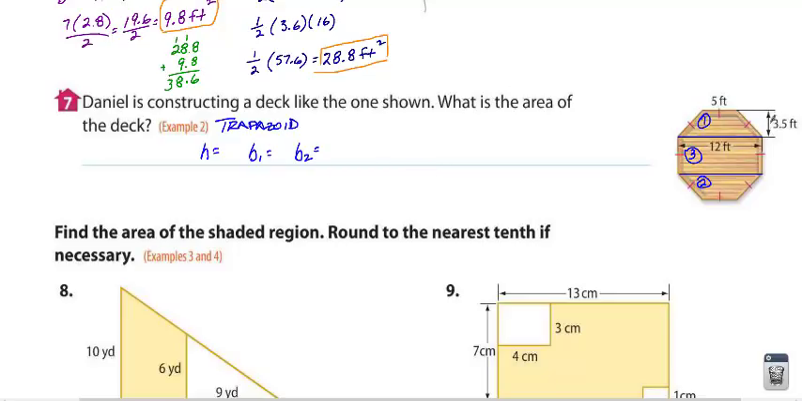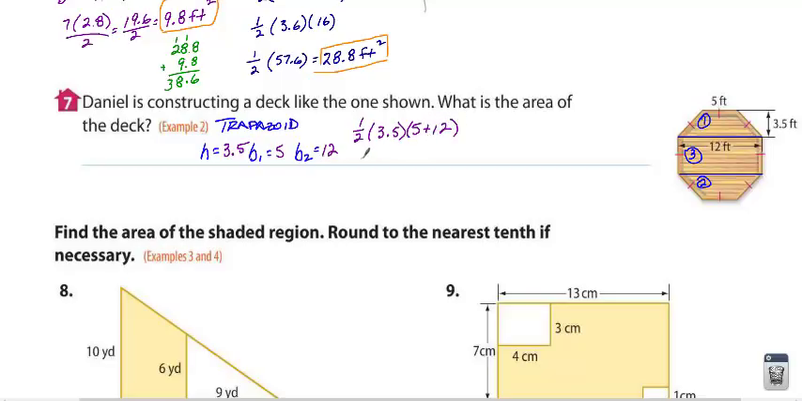So the height, they tell us, is 3.5. So we know that the height of our trapezoid is 3.5. We have a base of 5, and we have a base of 12. So my formula is going to be 1/2 of 3.5 times, so 1/2 times 3.5 times the sum of the bases.